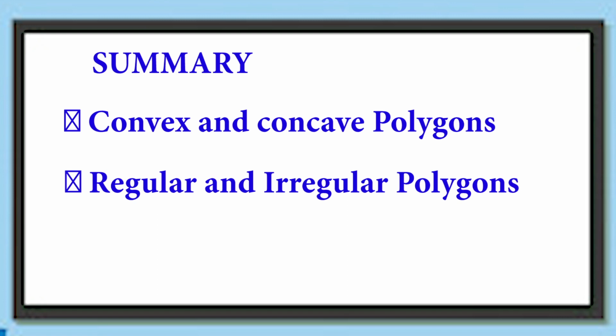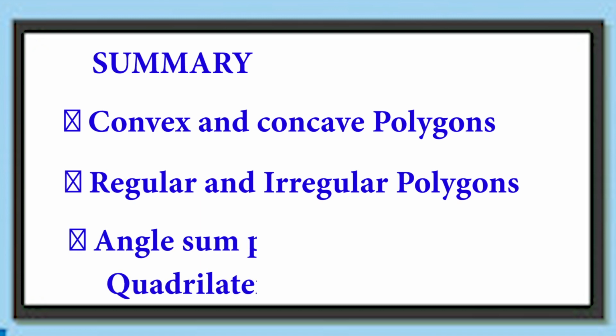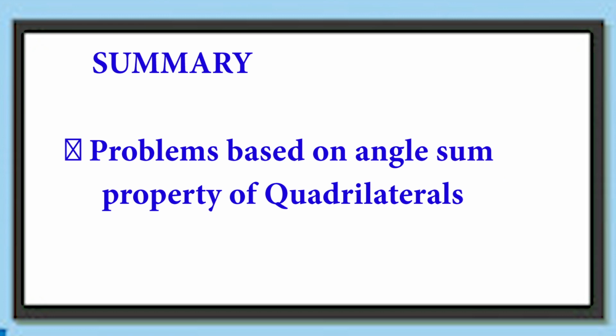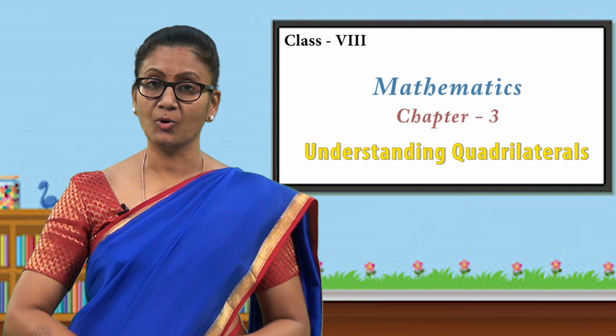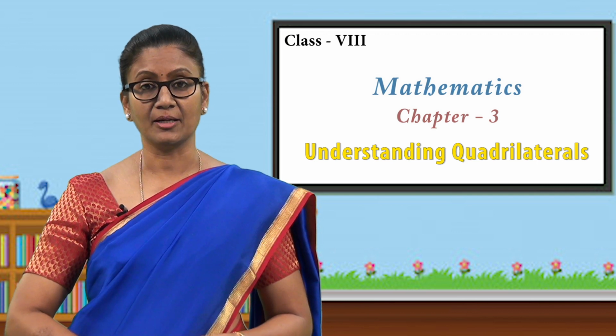We also could classify the polygons based on their sides and angles. They were called the regular polygons and the irregular polygons. Later, we also verified the angle sum property of quadrilaterals and extended it to any n-sided polygon. Finally, we could also solve a few problems based on the angle sum property of the quadrilaterals. So, in the next class, I shall meet you with more varieties of quadrilaterals and their properties.